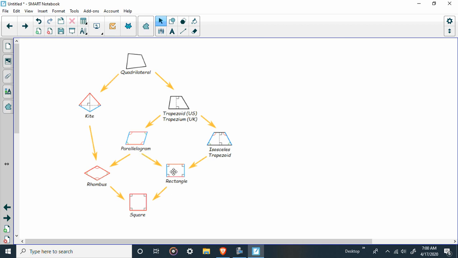Are the two bases parallel? Yes. Are the two sides congruent to one another? Yeah, they are. So generally speaking, would we classify rectangles as trapezoids? No, but it's important to know that all those facts are true, okay?